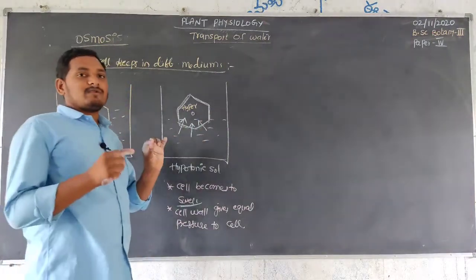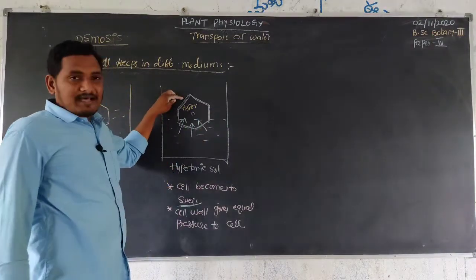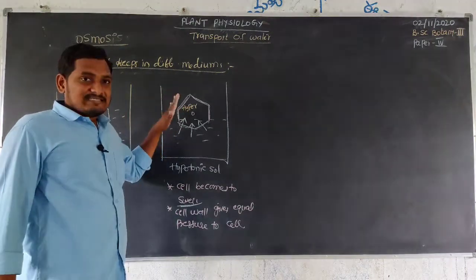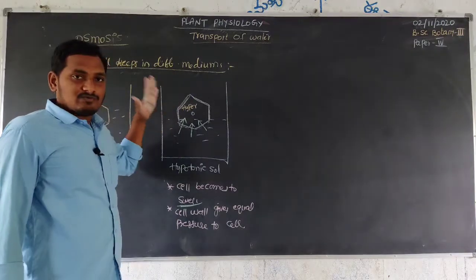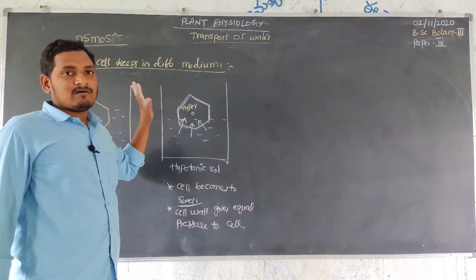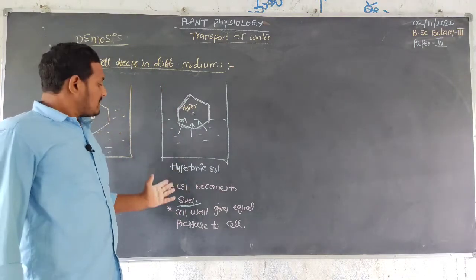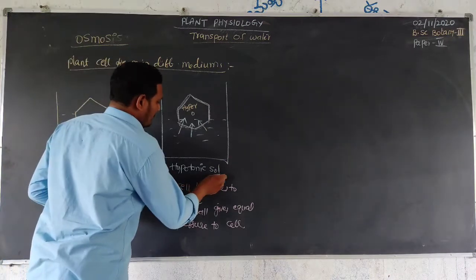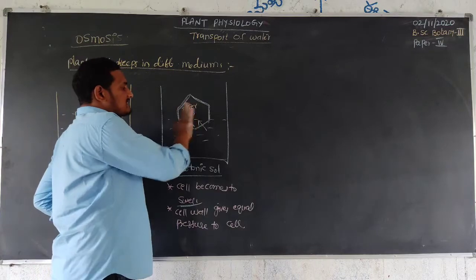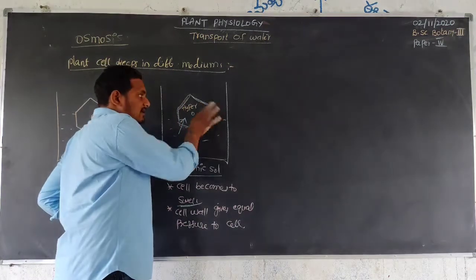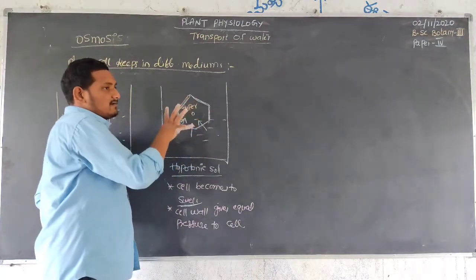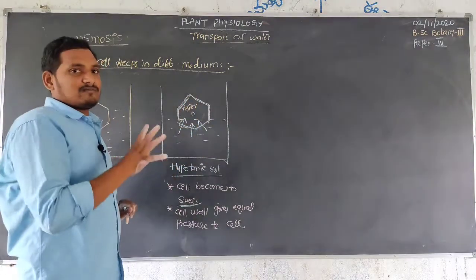Why? Because outside the plasma membrane one more layer is present, that is the rigid cell wall. That rigid cell wall exerts equal pressure on the plasma membrane. That's why the plasma membrane or cell cannot break down. That is a hypotonic solution. The amount of pressure exerted by the cell is equally exerted by the cell wall. That's why the cell shows some swelling but is not ruptured.